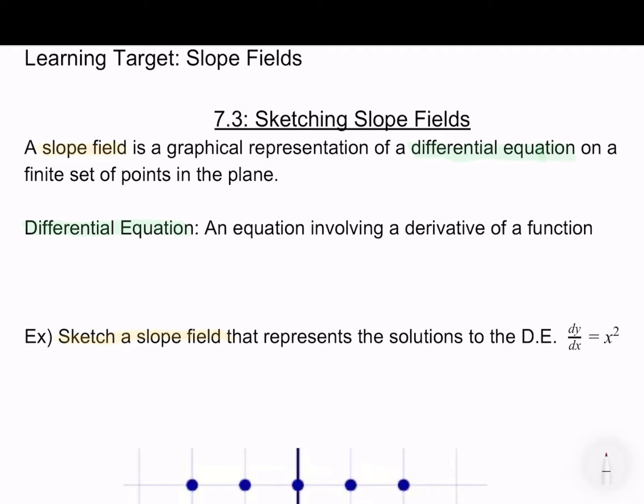A differential equation is just an equation involving a derivative of a function. An example of a differential equation could be dy/dx equals x, or let's say x plus 1. And a differential equation could have infinite solutions.